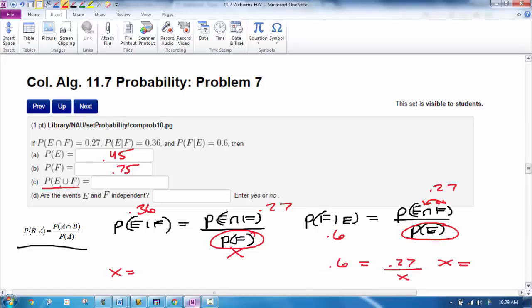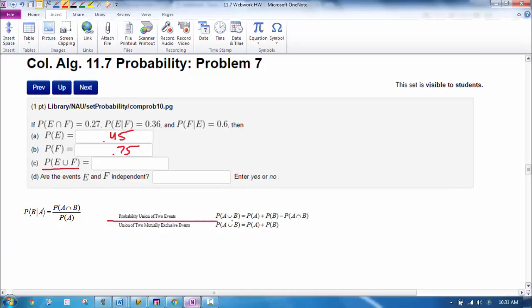0.75. And then last, the probability of E or F is this formula right here. You know they're not mutually exclusive because they told us there was an intersection. So that's 0.27, and then this is 0.45, and this is 0.75. So just add them together and subtract the 0.27, and you get 0.93.